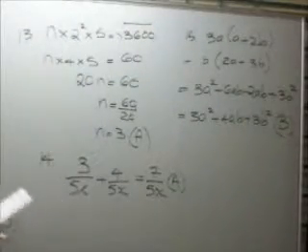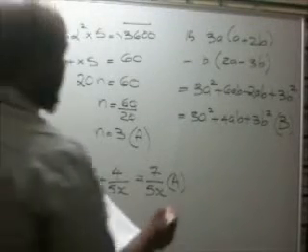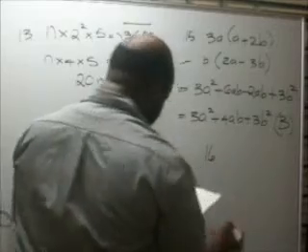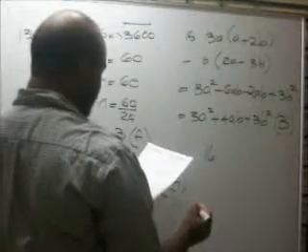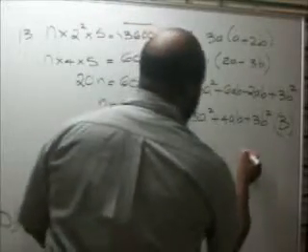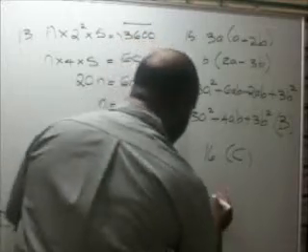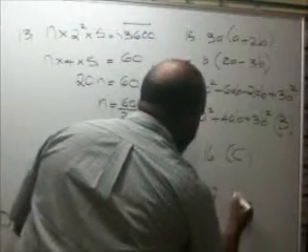Question number 16 and 17 are repeats. So let's write the answers. Question number 16, the answer should actually, I think, be C. Question number 17, the answer was B.